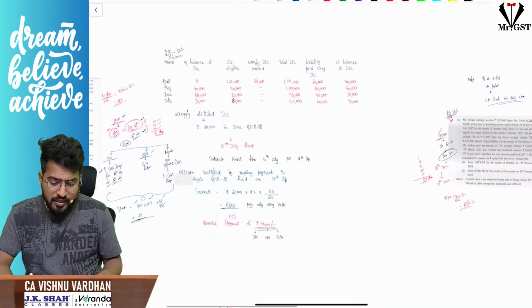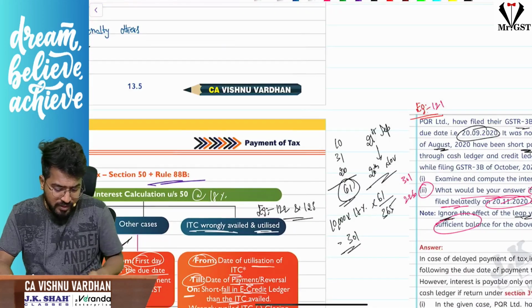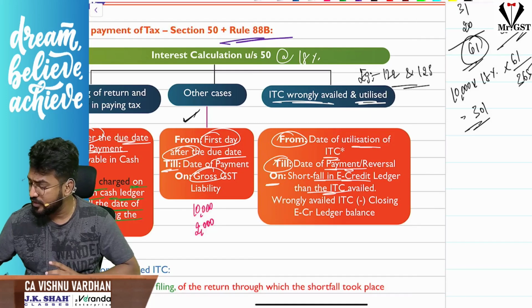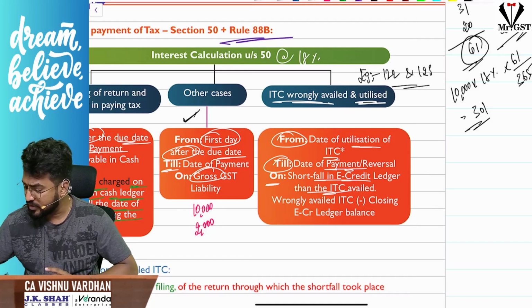Now, the last case, sir, ITC. ITC wrongly availed and utilized. For that, what is the interest? ITC wrongly availed and utilized. What is the interest for that?